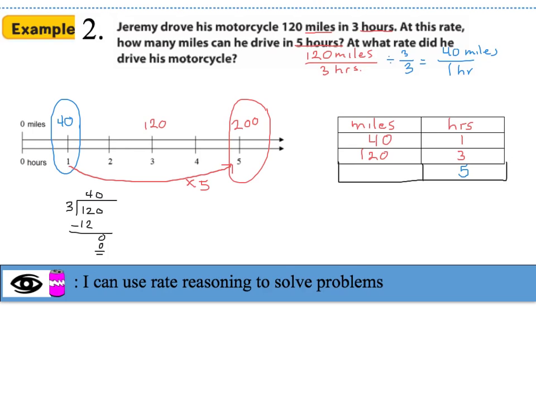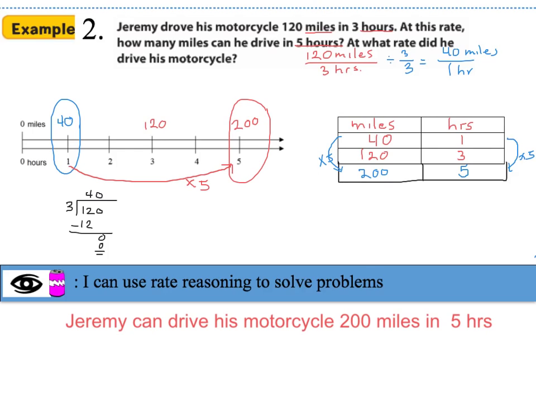So using the unit rate, I can multiply the unit rate by 5. And 40 times 5, like we did in the previous method, was 200. So to answer the first part of this question, Jeremy can drive his motorcycle 200 miles in 5 hours. To answer the second part of this question that says at what rate did he drive his motorcycle, his rate was 40 miles per hour.